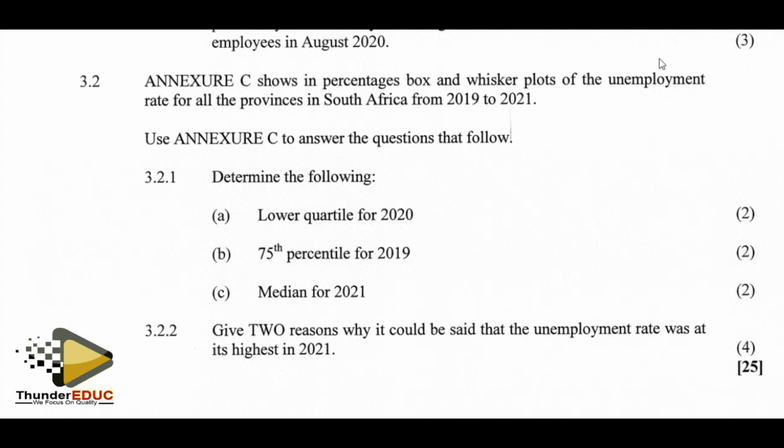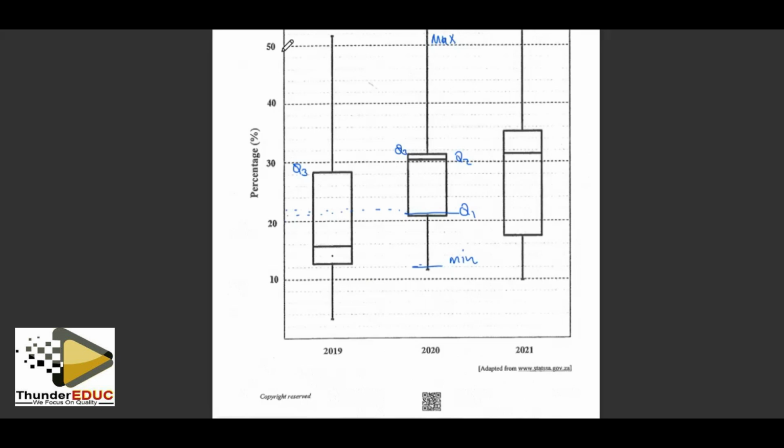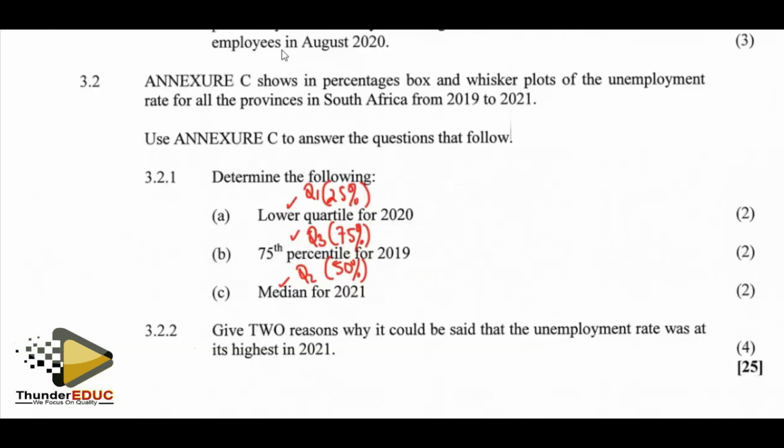So we have the lower quartile, which will always be Q1, 25% of the data. We have the 75th percentile, which is the upper quartile, Q3, 75% of the data. We have the median, which is Q2, which is 50% of the data. So for lower quartile of 2022, we shall come here, this is 2022, lower quartile will be this one here, Q1. And we see it's after 20, and we are saying it's 21.